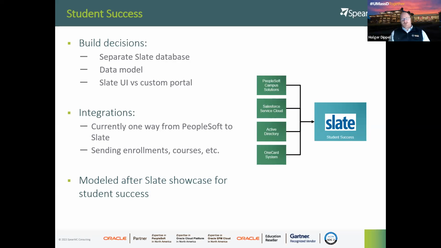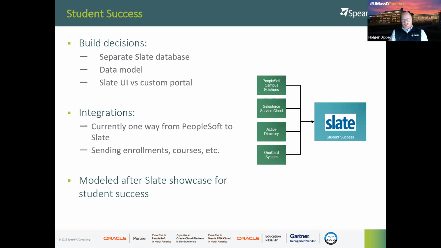And of course, once the advisors had seen that, they didn't really want to veer too much away from what they've already seen. So we set our path on developing this in the Slate admin UI, using the features available there. The integrations overall are much less complex than recruitment and admissions. In our case right now, it's really a one-way street into Slate. We're not pulling much data out of Slate for student success. So we are basically using Slate as a data aggregator.